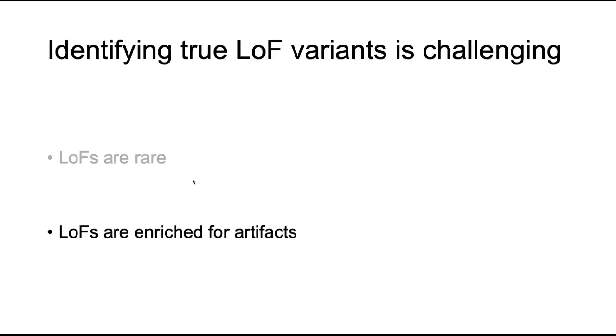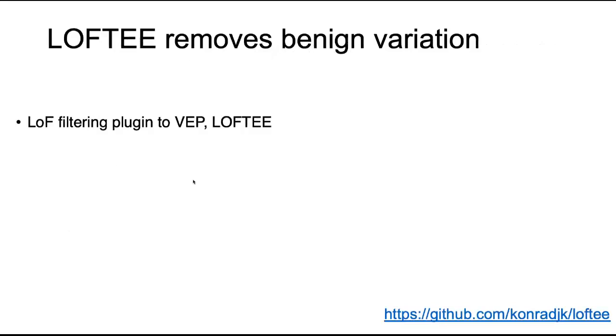To this end, we've developed a tool that we call LOFTEE, which is a plugin to VEP that filters out some common error modes based on first principles. Importantly, it does not use frequency as one of its filters. LOFTEE is agnostic to frequency. Instead, it looks at things like where in the gene the loss of function variant falls, and what the properties of the splice site are, for instance.